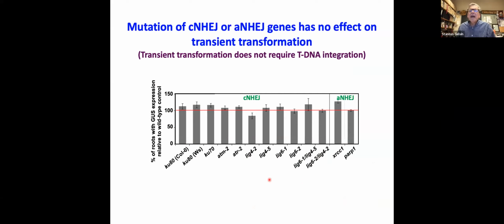Now, transient transformation should not be affected by any of these mutations in these genes involved in integration, because transient transformation does not require integration. And that's exactly what we saw. We saw no effect on transient transformation with these various different mutants.